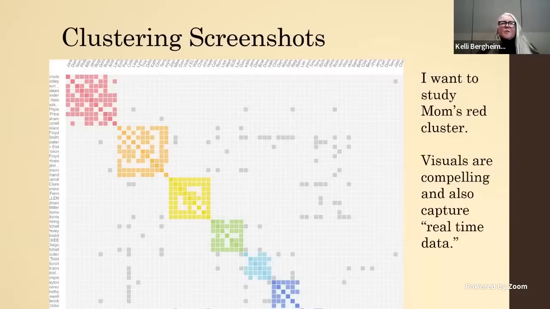So maybe your research question is, I want to identify and study my mom's red cluster of matches. The people are all in that red box, those 11 people. I want to study and see if I can figure out how all of them are related to each other and then how they're related to me. So I'm going to use this cluster of red folks and do some analysis on them. The visuals can be really compelling to your story. They can help prompt your memory of where you were, and they can also capture that real-time data. So let me show you how I might analyze using that.